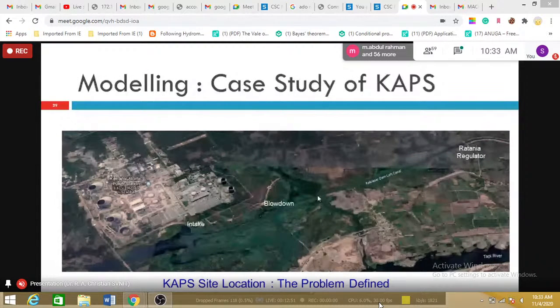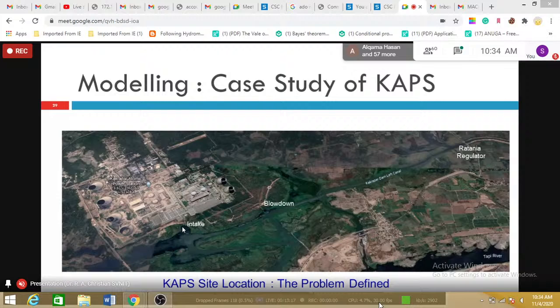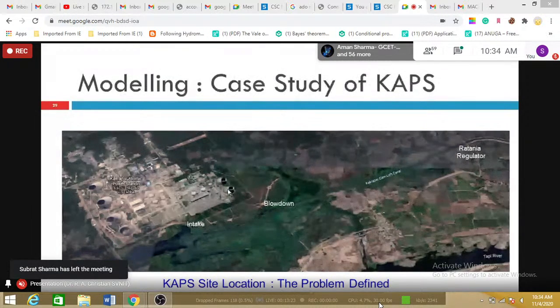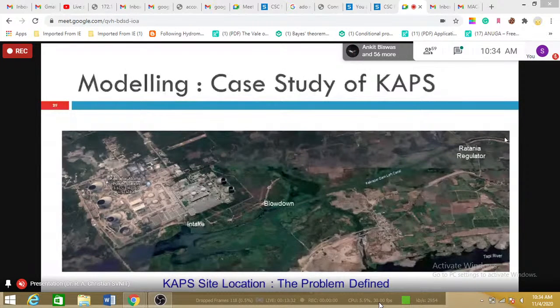this canal. Now, here you see there is a Ratania regulator. The canal water flows through this regulator. After that, it becomes free for public use. The public is not allowed to use this water here. So there have to be a lot of regulatory measures because radioactive waste is being discharged. So the problem was to identify and model what would be the concentration of the radionuclides, that is the radioactive elements, when it passes the Ratania regulator.